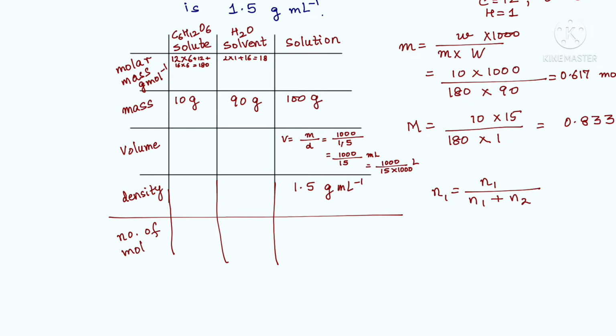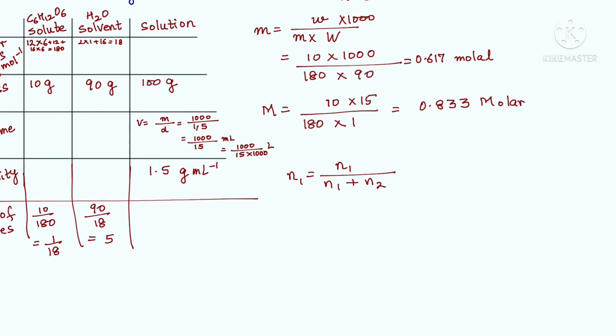Okay, so the number of moles is given by the mass divided by the molar mass. So I get here 5, and here it will be 1 by 18. Now go ahead and find the number of moles of the solute and the solvent. Notice over here, why am I putting N? N is the number of moles, right? Sorry, we have to find the mole fraction.